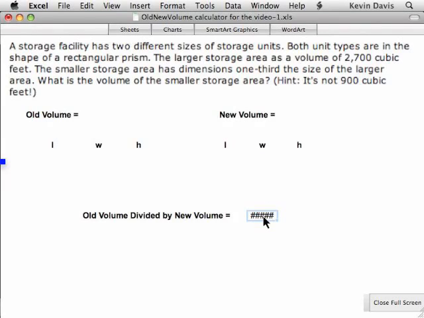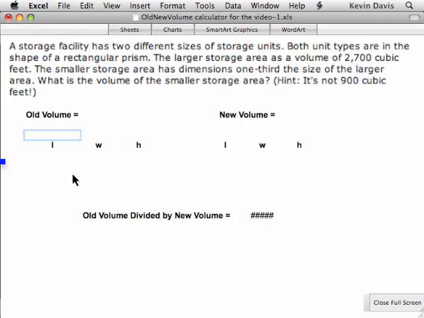And lastly, down here, it's going to divide the old volume. It's going to calculate right here by the new volume. It's going to divide those two amounts, and you're going to see by what factor the old volume decreases by to get the new volume. So let's just put in some random numbers. I'll put in multiples of 3 just to make it easier to kind of see what's happening here.